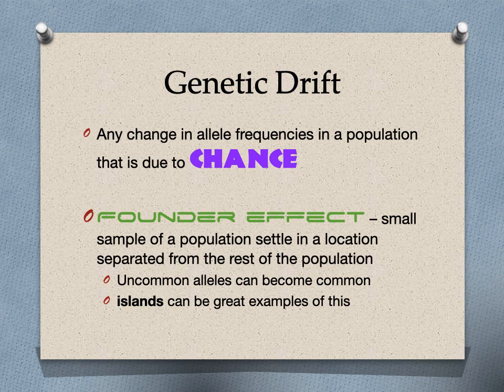Our first major topic is genetic drift. This is any change in allele frequencies in a population that is due to chance. Chance being your key word there. Hook chance up to genetic drift.